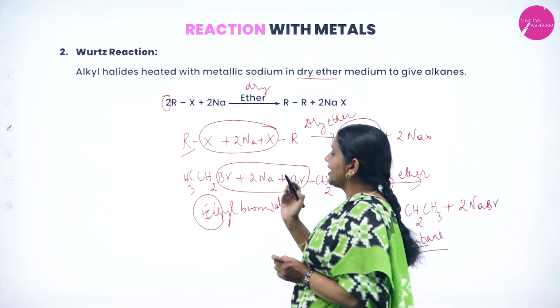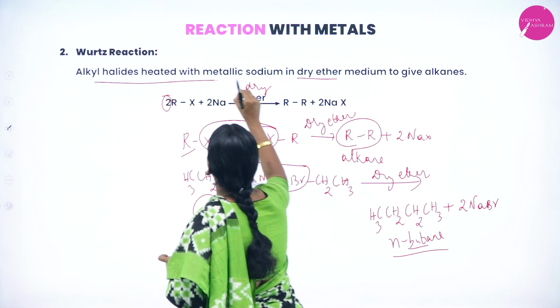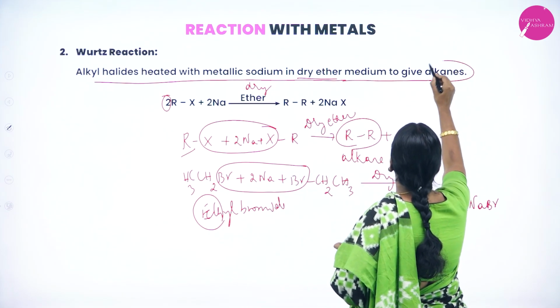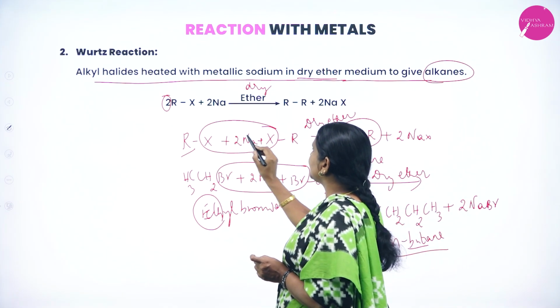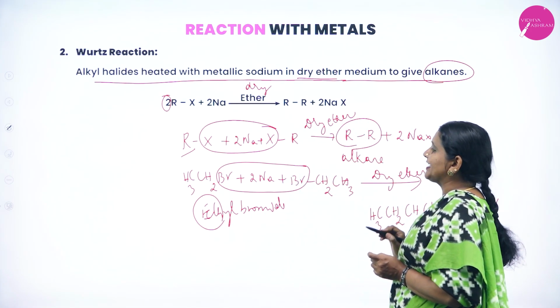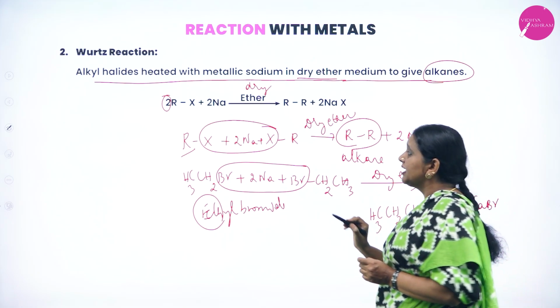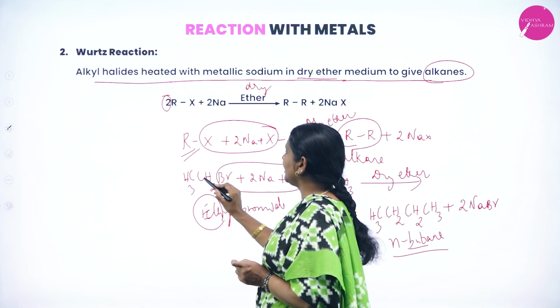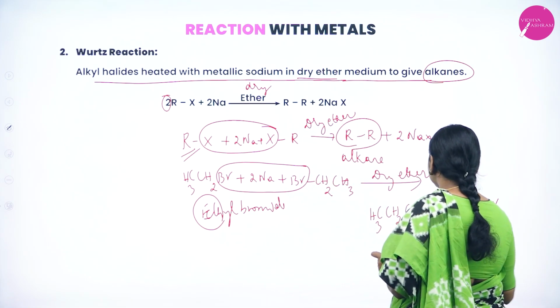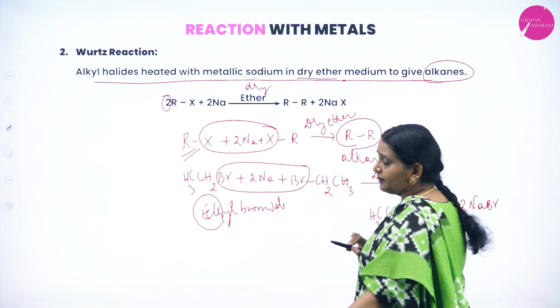What is the Wurtz reaction? When alkyl halides are heated with metallic sodium in the presence of dry ether, it gives rise to alkane. The formula is RX plus 2Na plus RX gives R-R plus 2NaX. In place of R, if you put ethyl, CH3CH2, we will get n-butane.